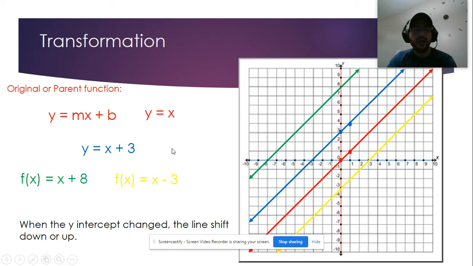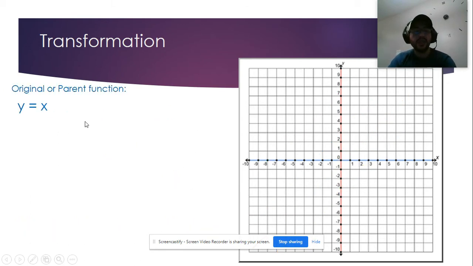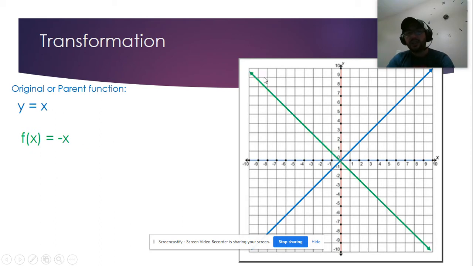Okay. Now let's see what will happen when we change the slope. We had the parent function y equals x. We're going to graph it. And now, what will happen when I have f of x equals negative x? Now, instead of the slope being 1, the slope will be negative 1. What will happen when the slope is the opposite, or in this case negative? This will be my graph.